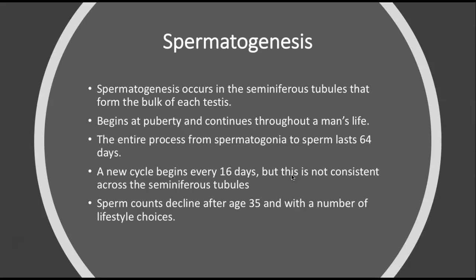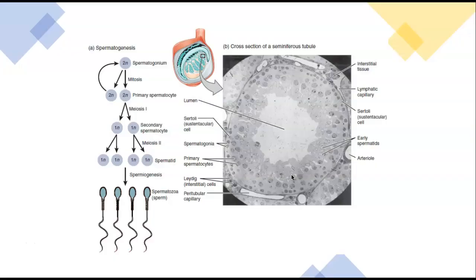Sperm counts are just how much sperm a male is making. It begins to decline a bit after age 35, but also, and probably more drastically, with the number of lifestyle choices. The big one is like smoking causes a huge decline in sperm count. And there's various other things as well.